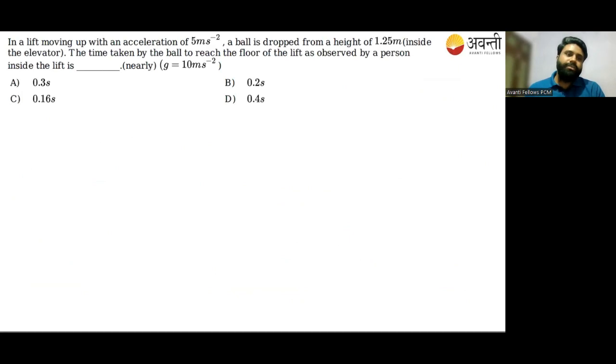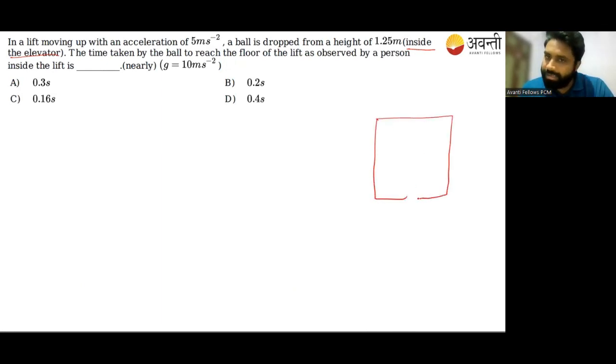Now move on to the next question. In a lift moving up with an acceleration of 5 meters per second square, a ball is dropped from a height of 1.25 meter inside the elevator. So this point has to be noted, inside the elevator. What is the time taken by the ball to reach the floor of the lift as observed by a person inside the lift? So this question is from relative motion.